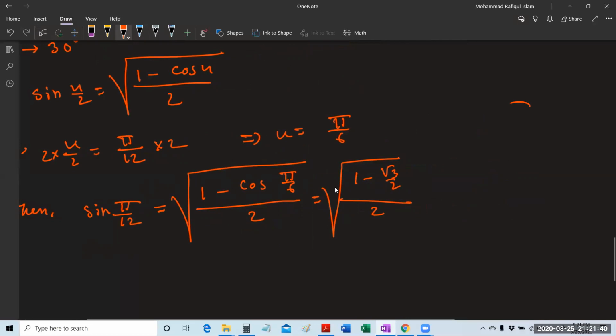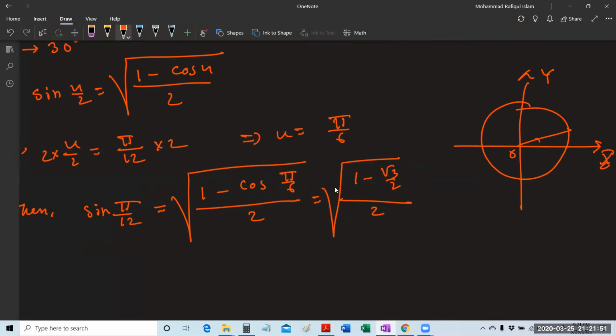Now, if you are struggling with how I got root 3 by 2, we can take help from the unit circle. If this is the unit circle, pi over 6 is somewhere here, and the coordinate here is root 3 by 2 comma 1/2. The first part of the ordered pair represents the value of the cosine function.